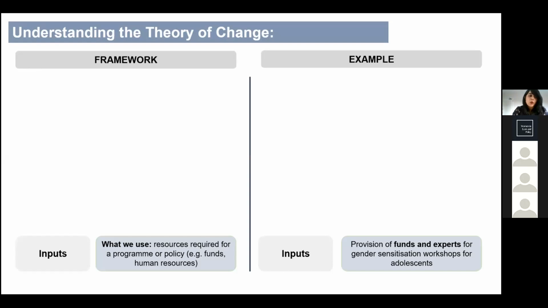So when we look at it from the perspective of the framework, the inputs are the resources that are used in a program or a policy, the funds, the human resources. And in the case of our example, it is the provision of funds and resources for the gender sensitization workshops for the adolescents, who are the target population in our example intervention, right? That's the input level. The next stage is called the output level.